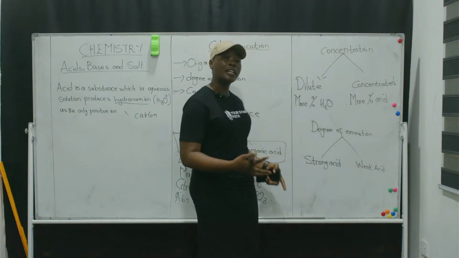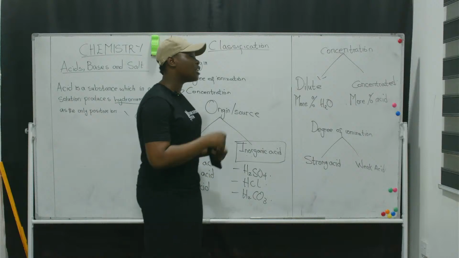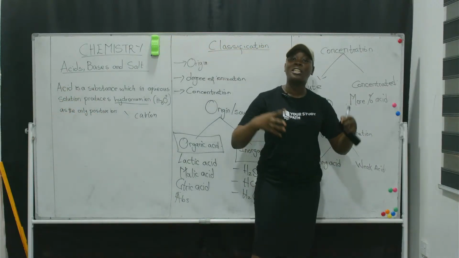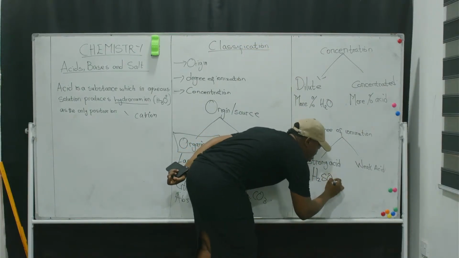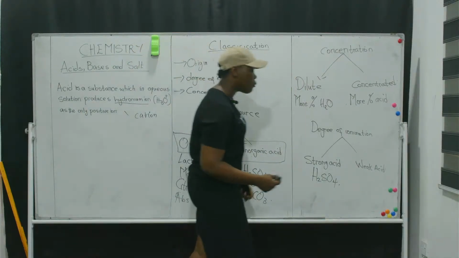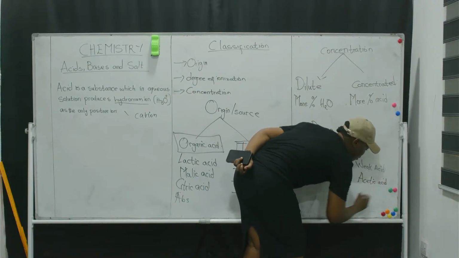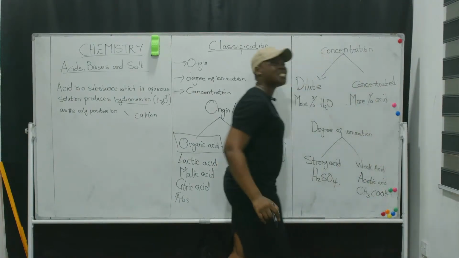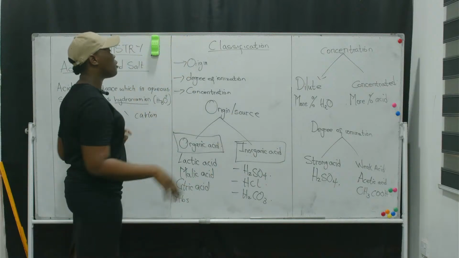And also for degree of ionization, that means how does it dissociate in water? Strong acid dissociates completely in water, whereas weak acid does not completely dissociate in water. Example of strong acid is H2SO4. That's an acid that dissociates completely in water. Weak acid, you have acetic acid, CH3COOH, acids that do not dissociate completely in water. And so we've talked about this, right?